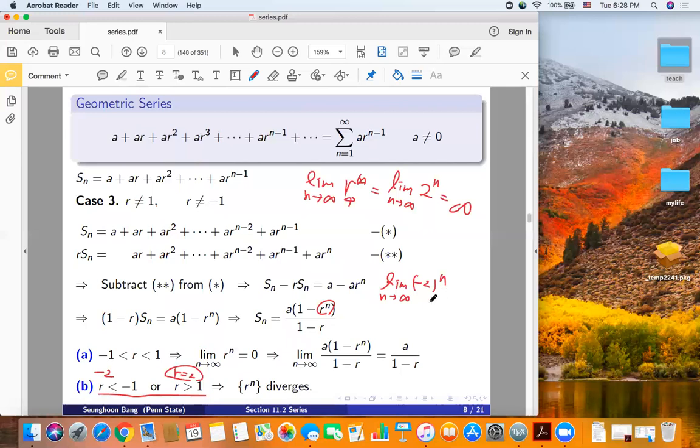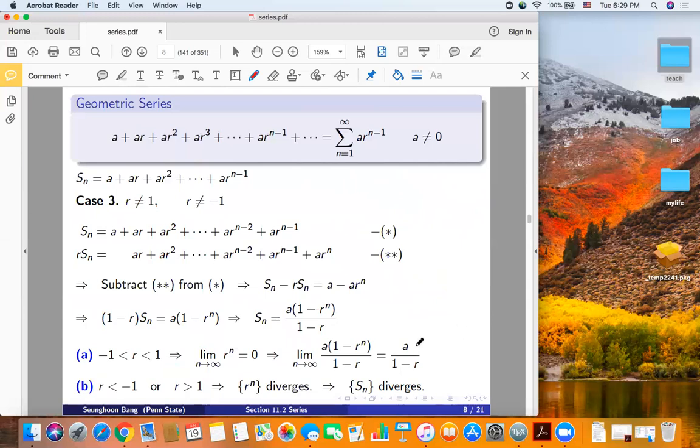We calculate the limit as n approaches infinity of -2 to the n. Plug in 1: -2. Plug in 2: 4. Plug in 3: -8. Plug in 4: 16. So -2, 4, -8, 16, -32, 64. It oscillates with growing magnitude, so it is divergent. So r to the n is divergent, and automatically this whole thing, Sn, is also divergent.